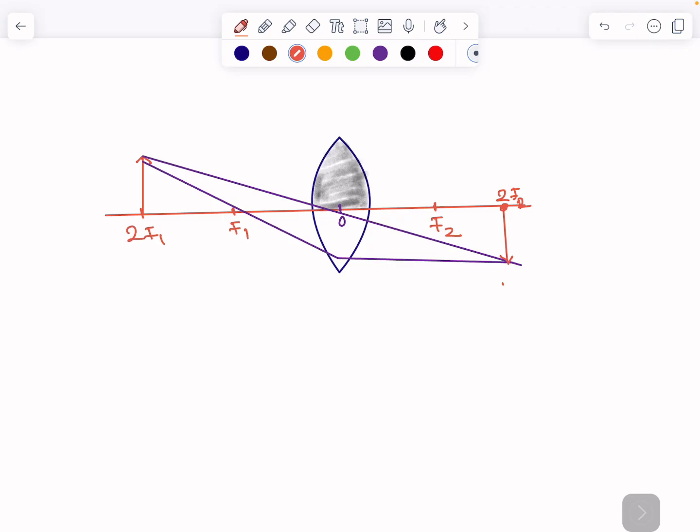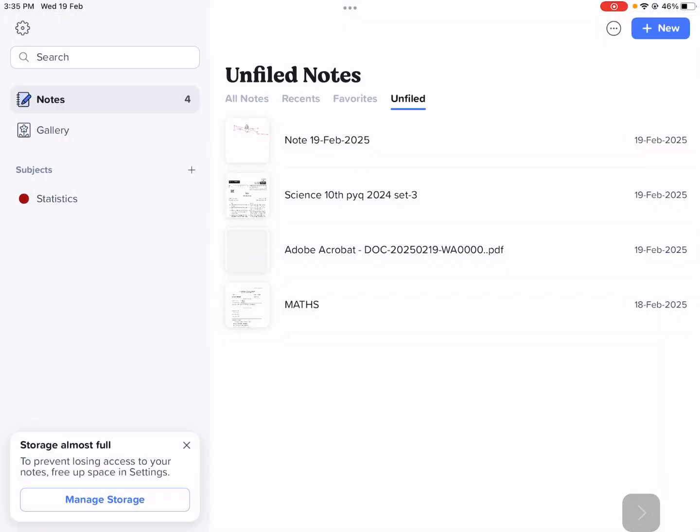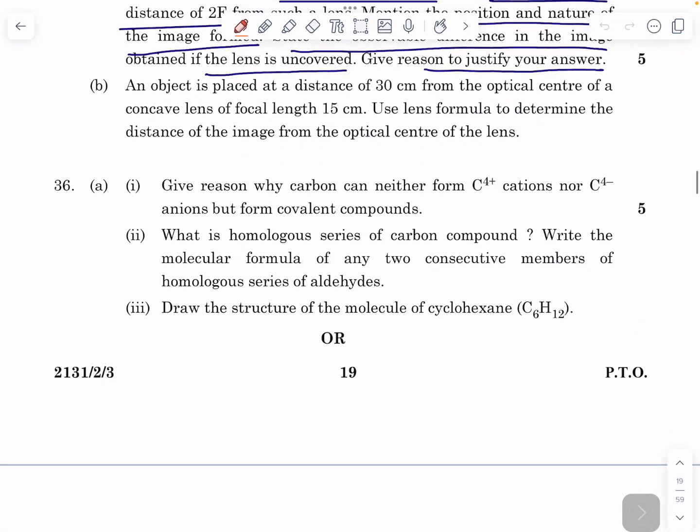When the upper half of the lens is covered, the position of the image is at 2f on the other side of the lens, and the nature of the image is real and inverted. So what type of image you will get here? Real and inverted image you will get. Okay, and come to the question here. Give reason.